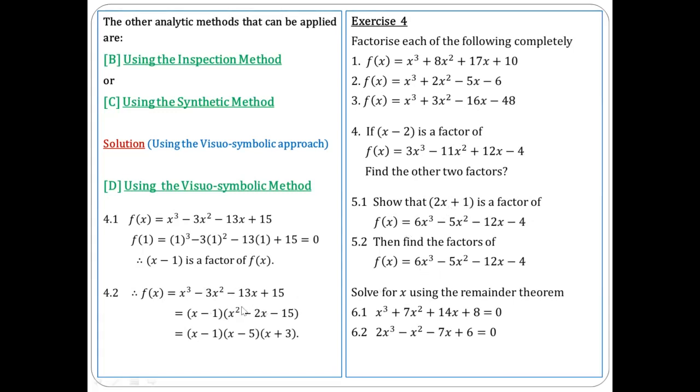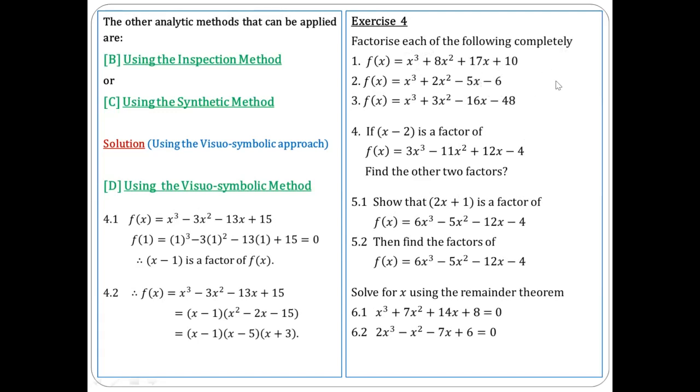Because the factorization using the visual symbolic thinking process is shorter, students can use that to even check their solutions, which they obtained using the analytic methods, to check whether they are correct. And they also have at their disposal these multiple methods of solving a mathematical problem. If we look at the exercise for questions 1, 2, and 3, the question is asking you to factorize each of the following completely. We do have these 3 cubic functions.